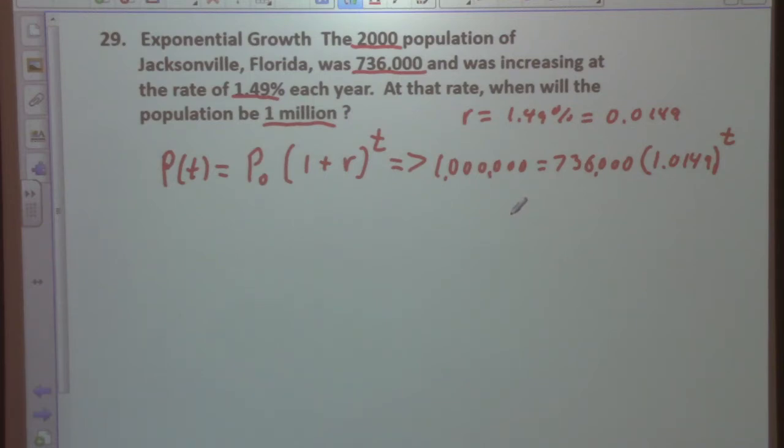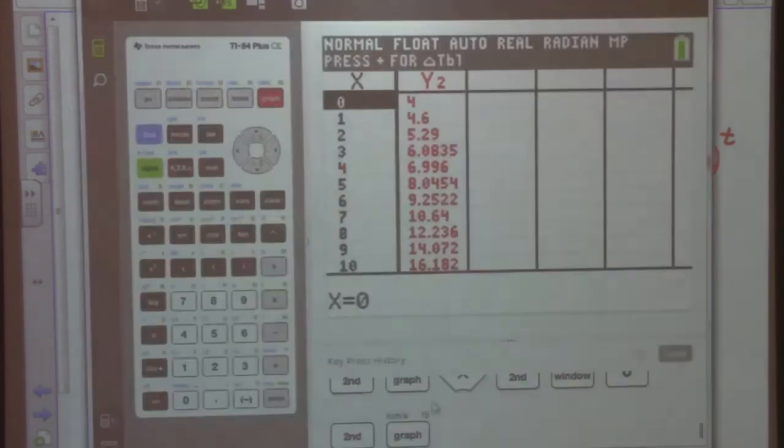Subtract 736,000. No, we'd subtract if that was added. It's not being added, right? It's multiplying by. I'm going to show that later, but what you can do is put this right side in the calculator and see when your output value equals 1 million. Does that make sense?